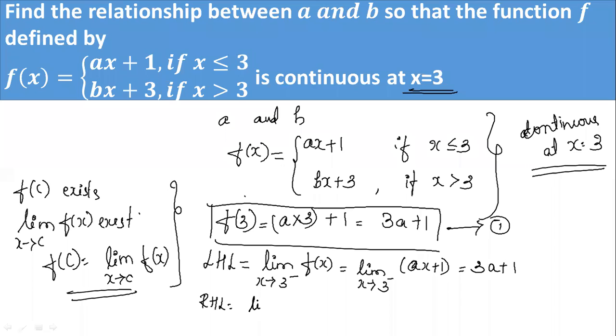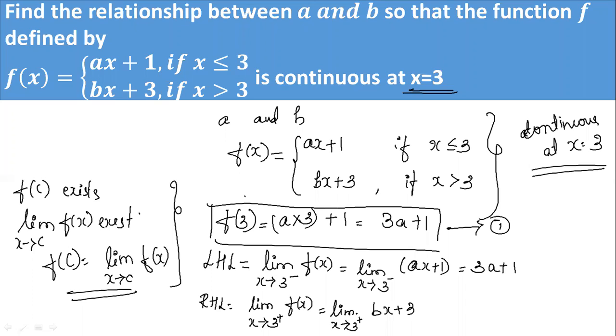Now find the right hand limit. The right hand limit is limit f of x as x tends to 3 from the right. Which definition do I have to use? You are taking x values greater than 3, so you have to use the second definition. That is limit of bx plus 3 as x tends to 3 from the right.